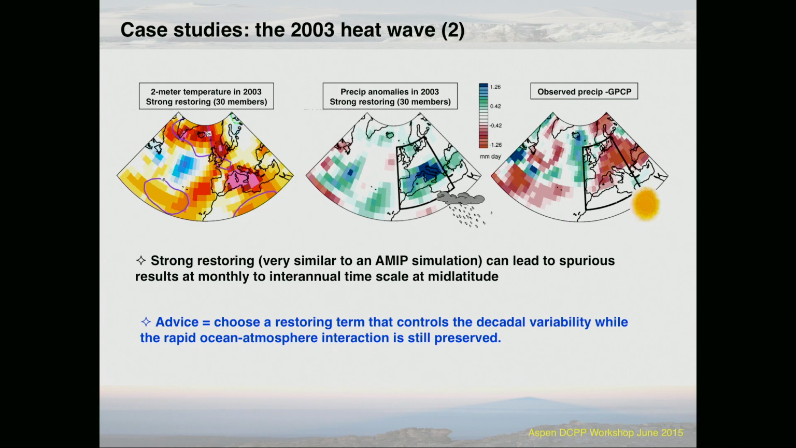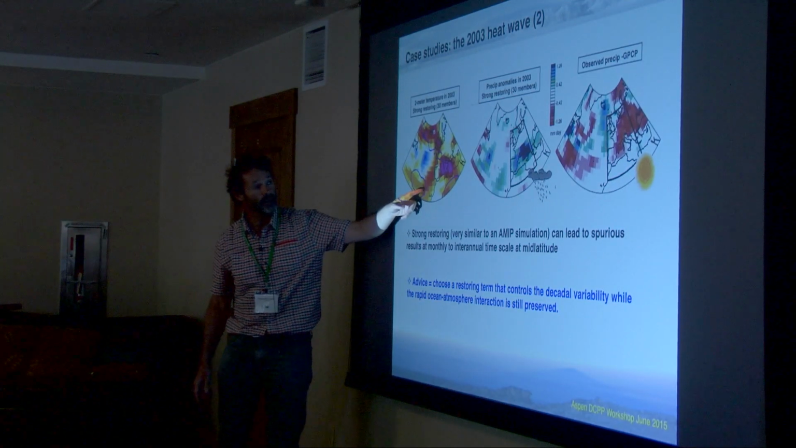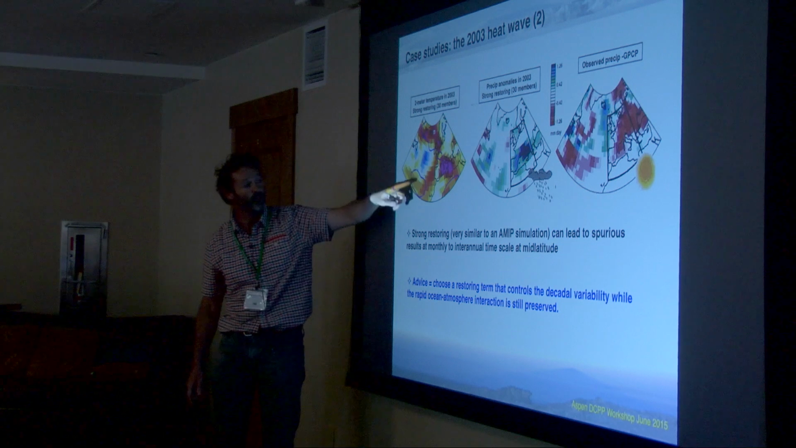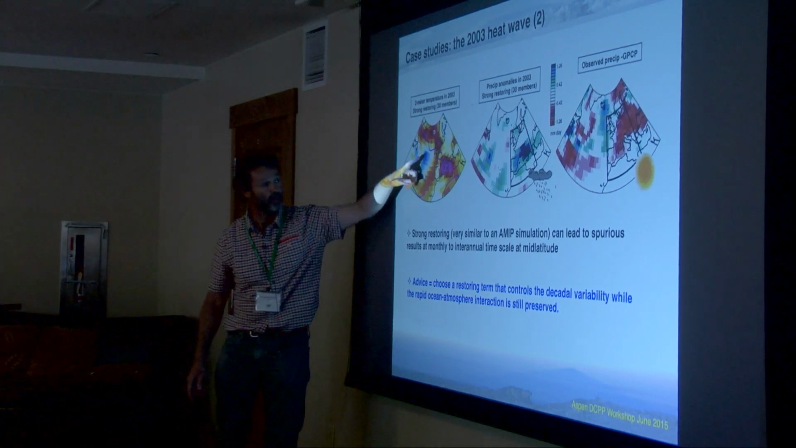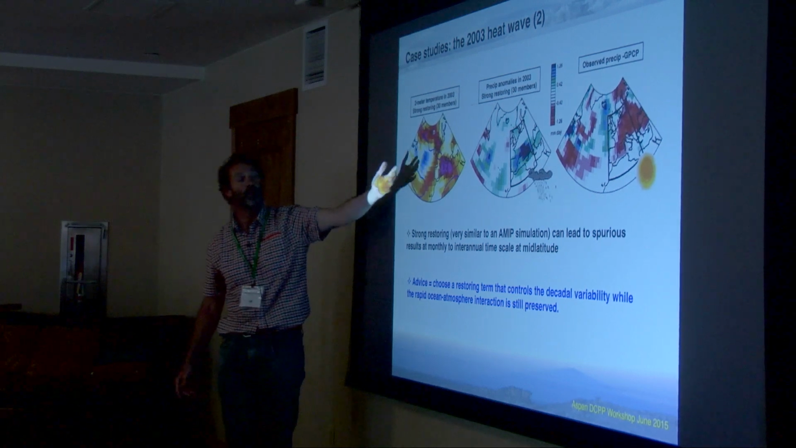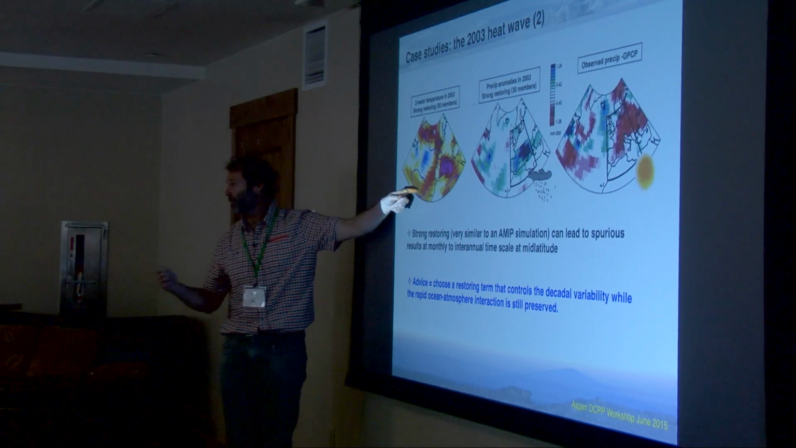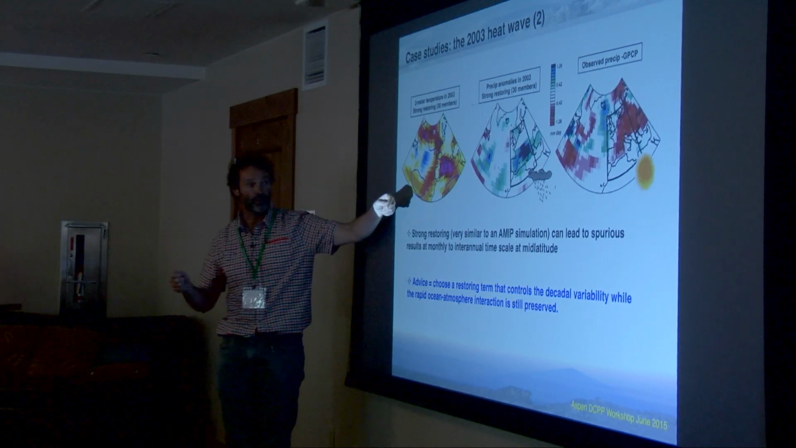This is the 2003 heat wave with very strong restoring. I did one specific run for this 2003 heat wave. So I have 30 members, since 30 years. Here, this is the SST for this 2003 heat wave over Europe. So warm SST here and cold SST, these are the observed anomalies. I restored very strongly with this two-day parameter, two-day restoring.